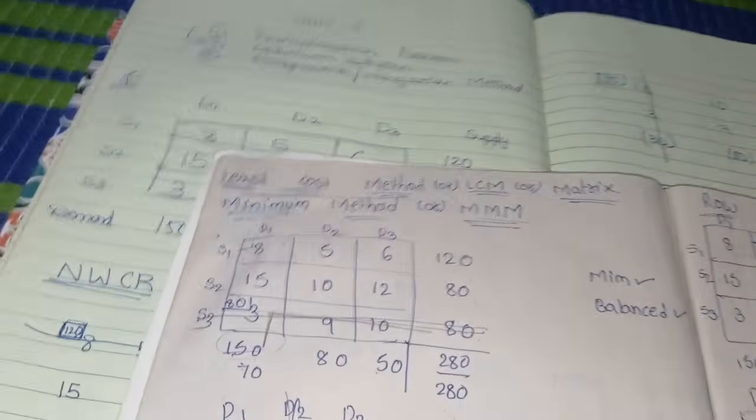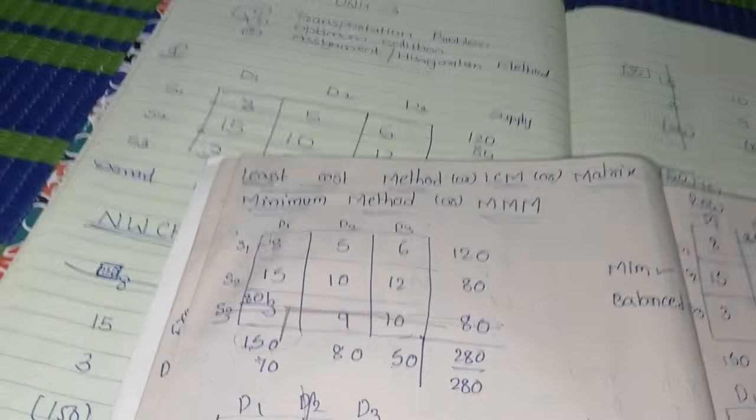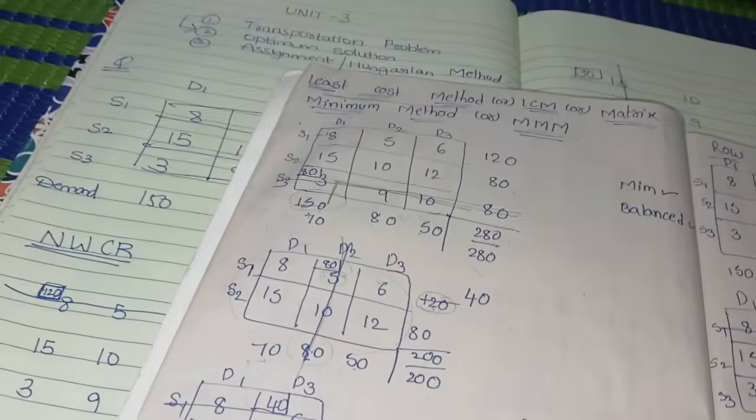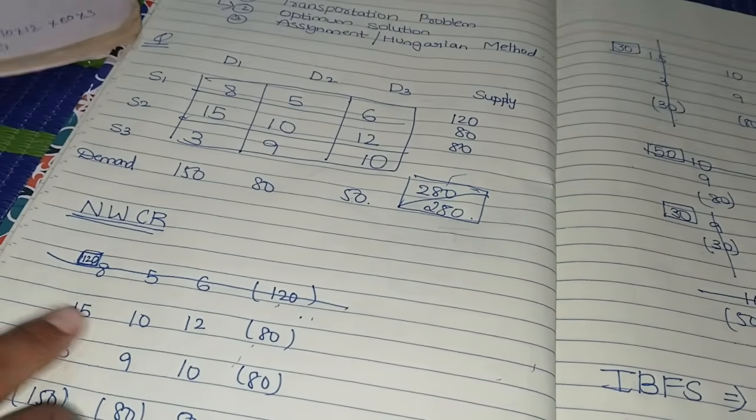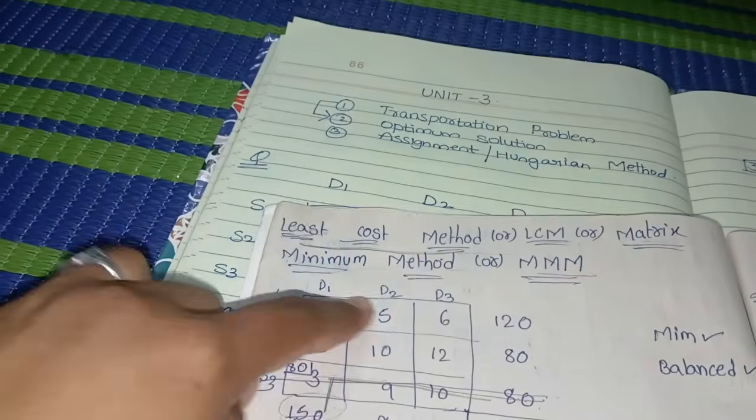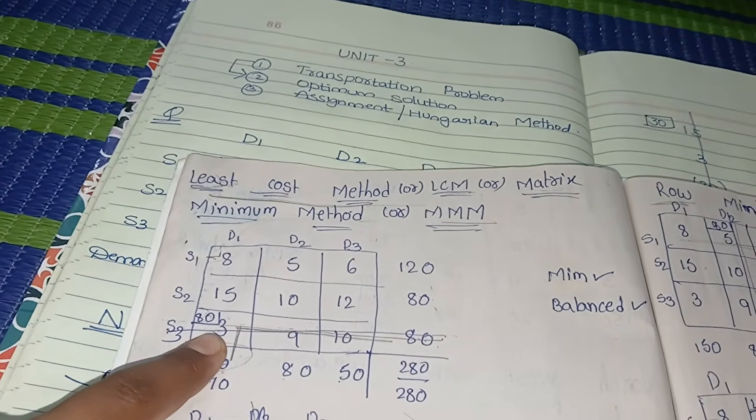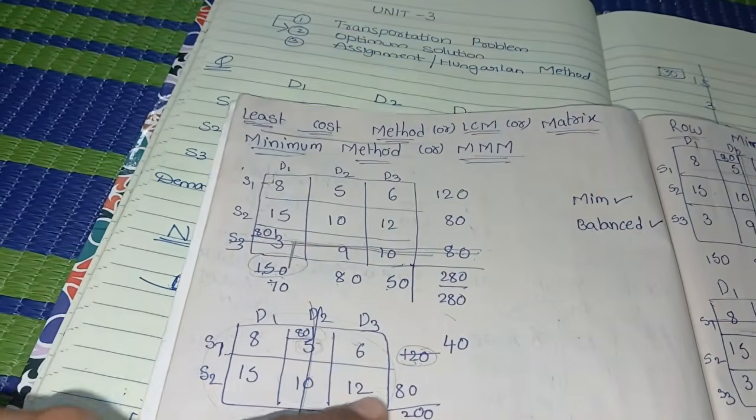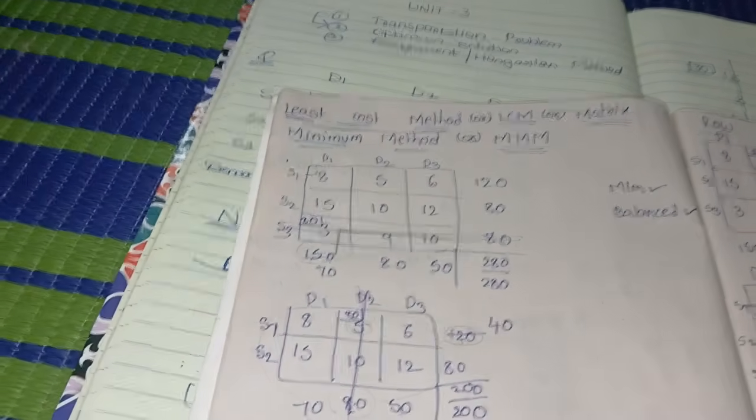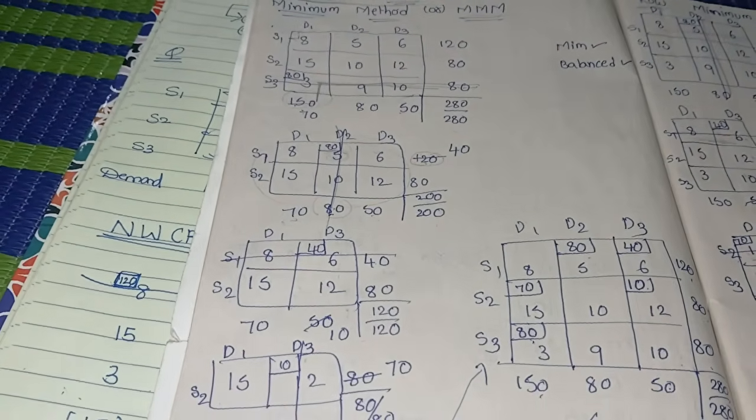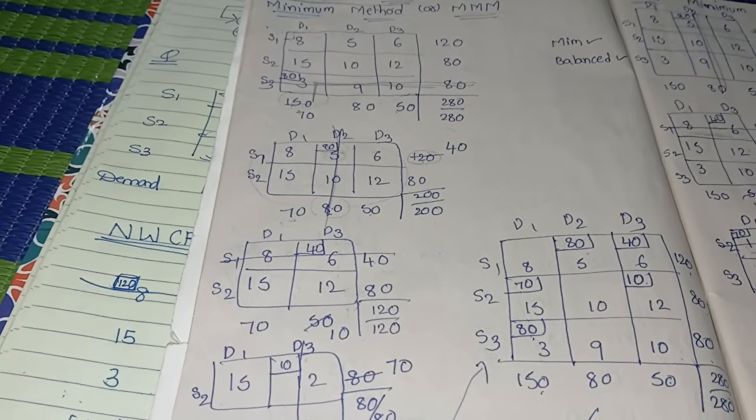Okay. So first we will go with the least cost method, the LCM method. We can also call it the matrix minimum method. See, in NWCR we took the first cell, no? So LCM means in the overall question, what is the least number you are having? 3. That you need to consider. And what is the least number you are having? 5. What is the least number? 6. What is the least number? 2. So you need to take the least number cell first.